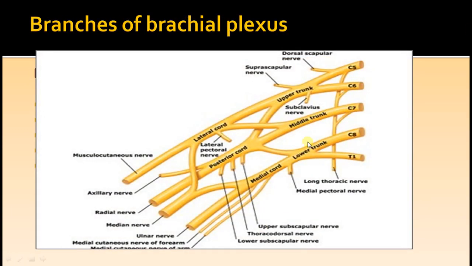Here you can see the branches: the medial cutaneous nerve of arm, medial cutaneous nerve of forearm, medial pectoral nerve, the ulnar nerve, the terminal branch of the medial cord, and the medial root of median joining with the lateral root of median to form the median nerve. I repeat, the branches from the medial cord are medial pectoral nerve, medial cutaneous nerve of arm, forearm, ulnar nerve and medial root of median.